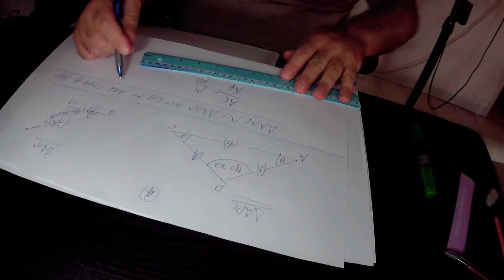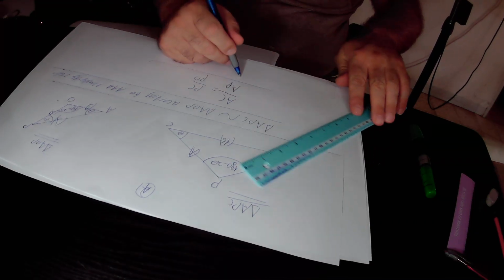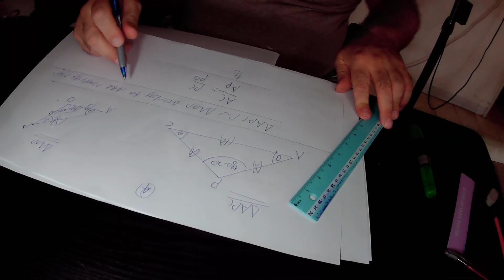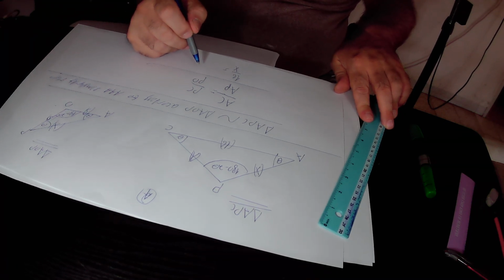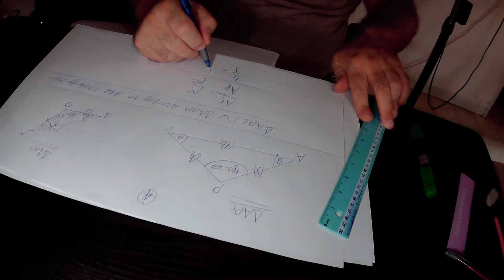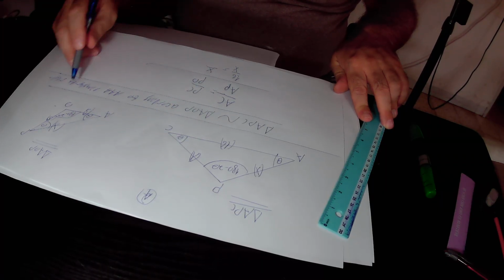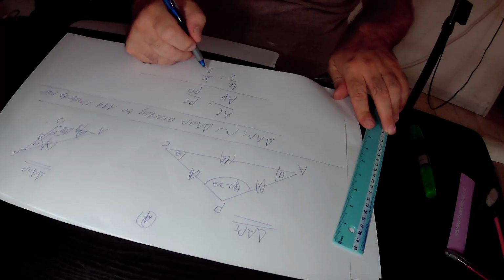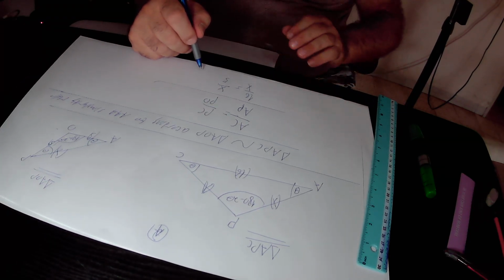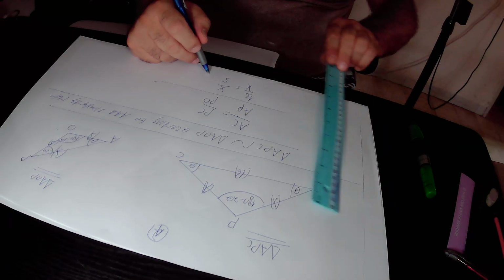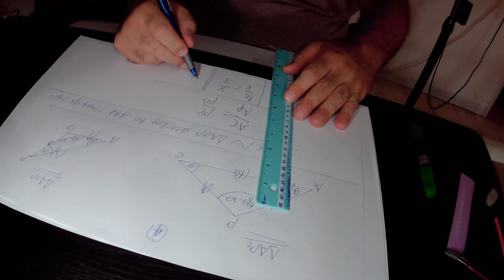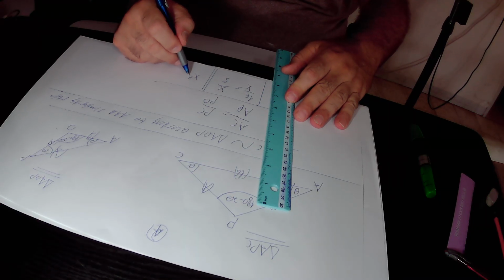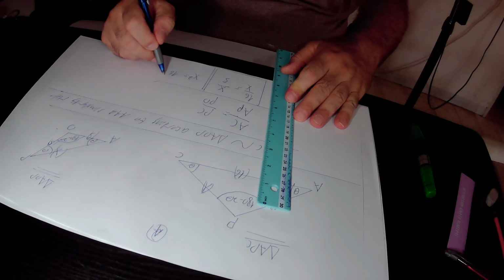AC is 16, over AP is X, and it equals PC, PC is also X, over PO is 5. So in total, we find that 16 over X equals X over 5. Here we cross multiply this equation, and we get that X times X, which is X squared, equals 16 times 5.